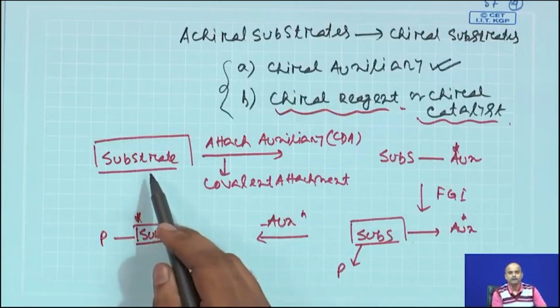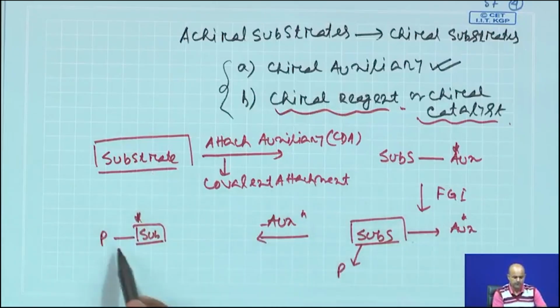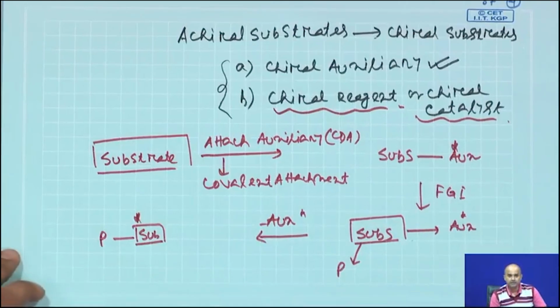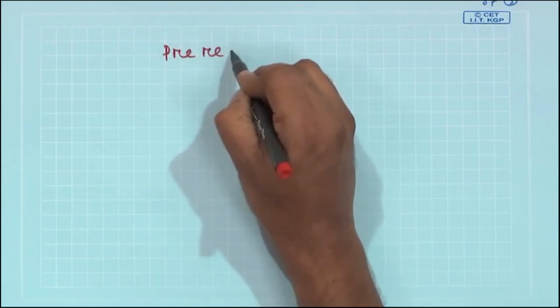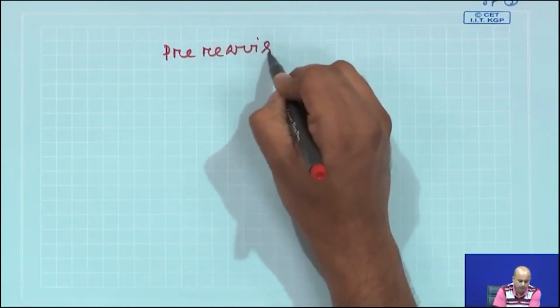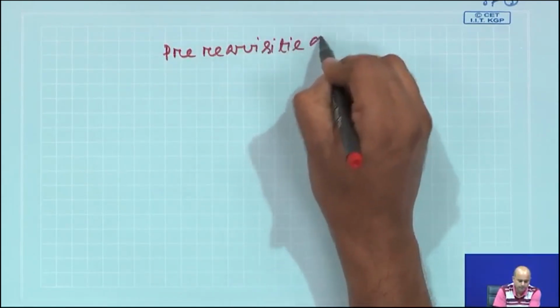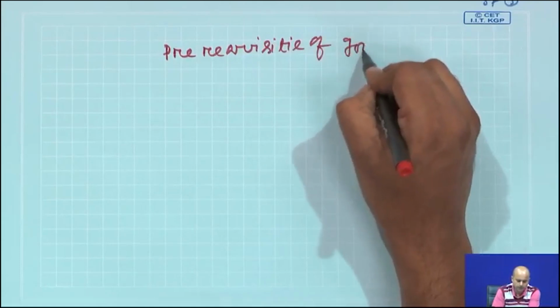So, starting from an achiral substrate, you can end up with a chiral substrate, which is nothing but an extension of a chiral derivatization agent. So, these things we call an auxiliary. Now, similar to a CDA, we said the auxiliary has certain prerequisites. What are the prerequisites to be a good auxiliary? Prerequisites of a good chiral auxiliary.